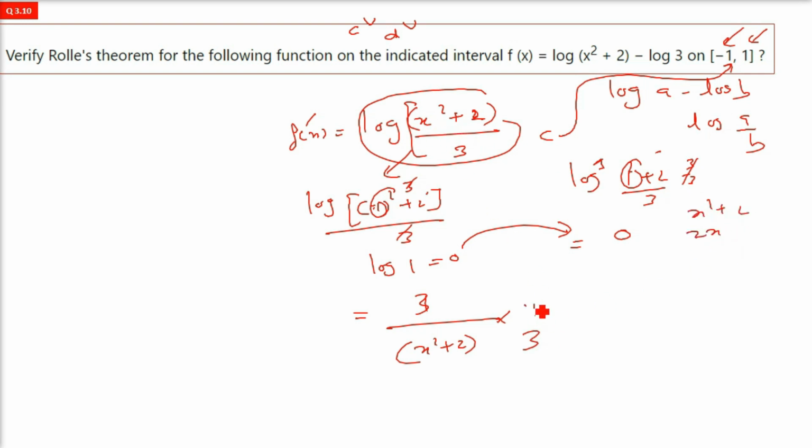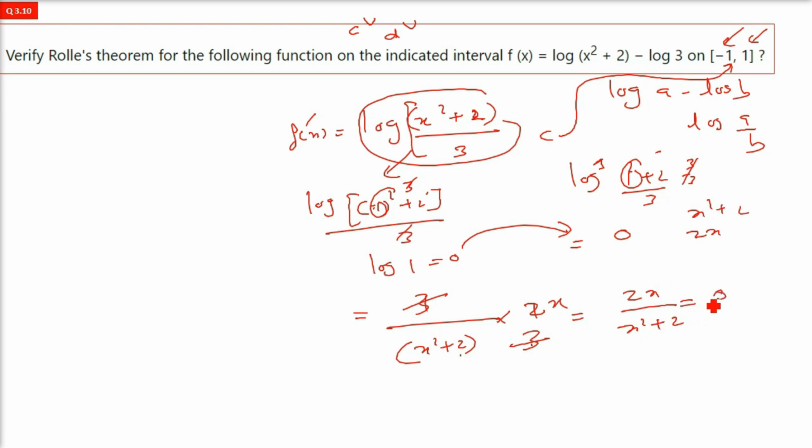The differentiation of x² + 2 is 2x by 3. The 3 gets cancelled. You will get 2x divided by (x² + 2), and you have to equate it to 0. x² + 2 will never ever be 0, so only 2x can be 0, and that will only be possible when x is equal to 0. So when you get x as 0, that is the value that has to lie between −1 and 1, and 0 lies between −1 and 1.